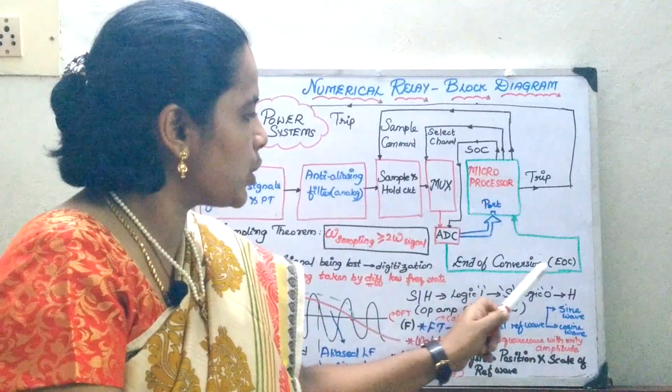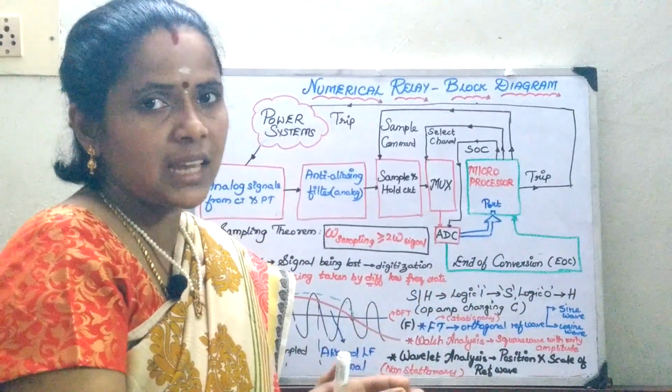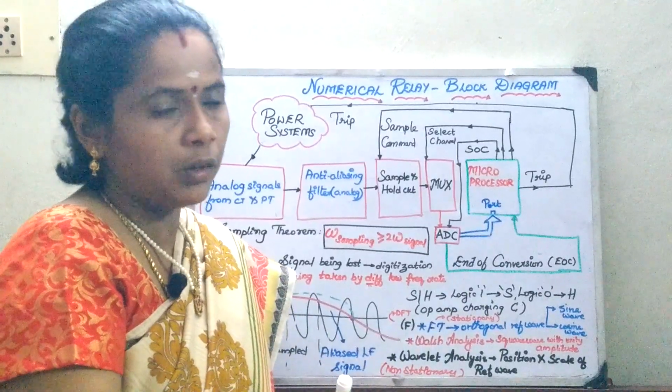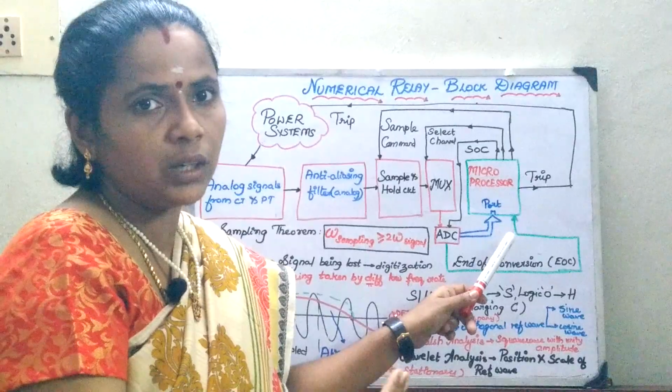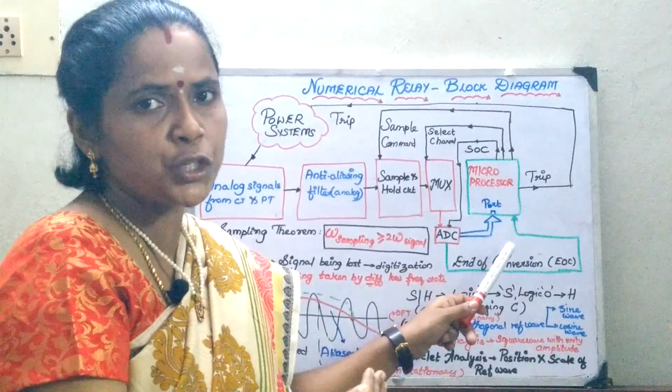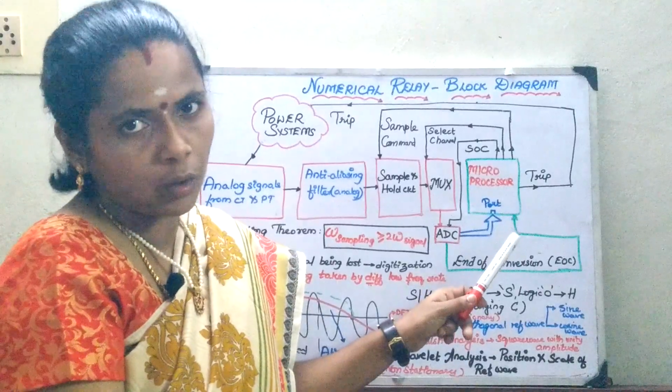The end of conversion signal will be sent to the microprocessor. That is the ADC block saying, I have finished my work, so you can process the next work. That is, all the data have been converted. Now the microprocessor is in a position to issue the trip signal to the power system block.